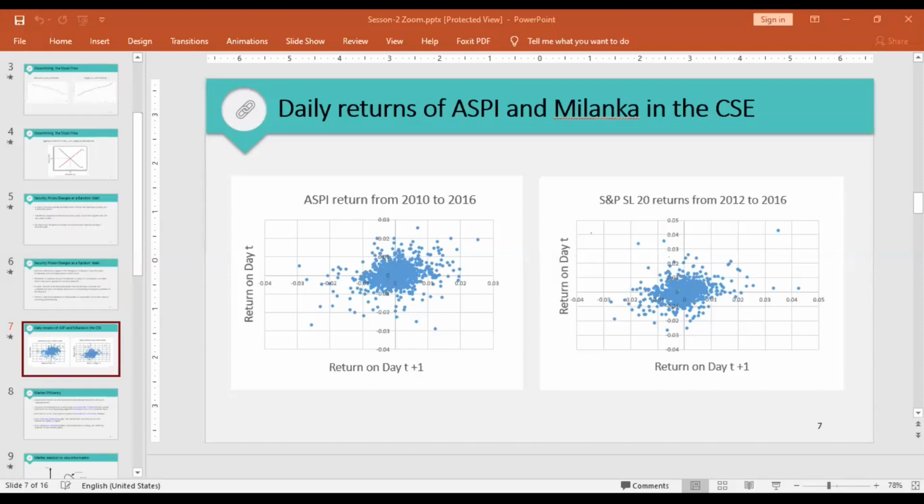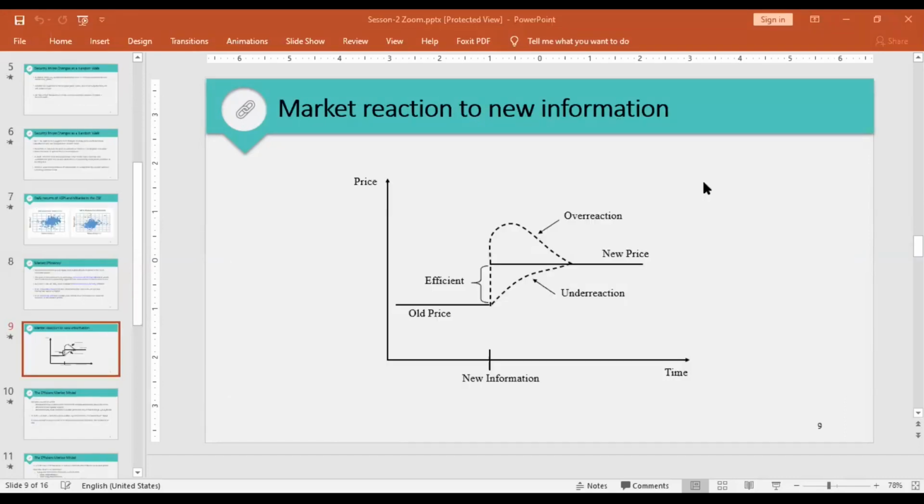But the most important part is actually external efficiency. When it comes to external efficiency, we are talking about how quickly the price gets adjusted when there is a new piece of information presented in the market, right? So that is external efficiency. Now we are going to focus on this external efficiency here. Now, market reaction to the new information.